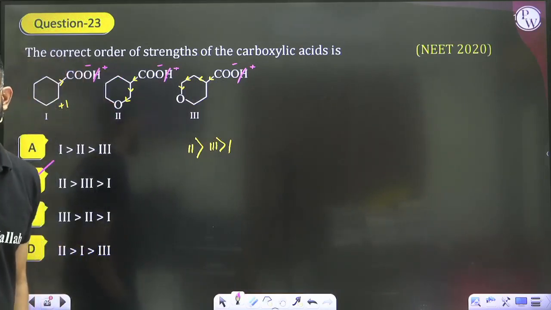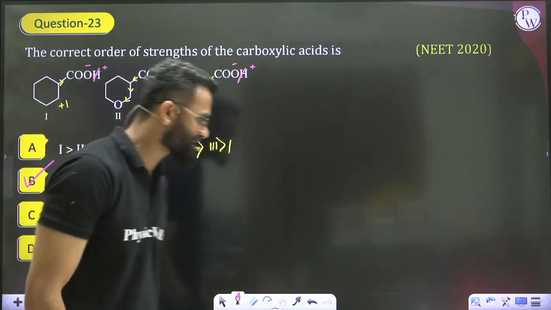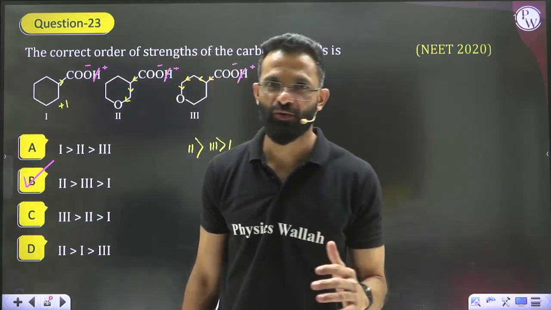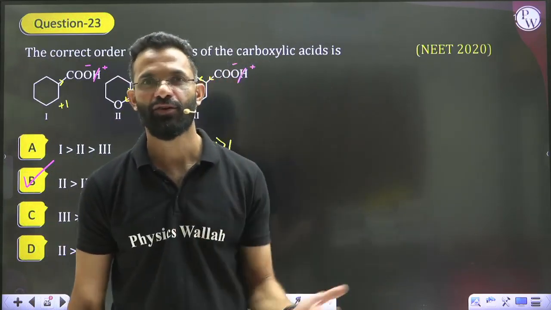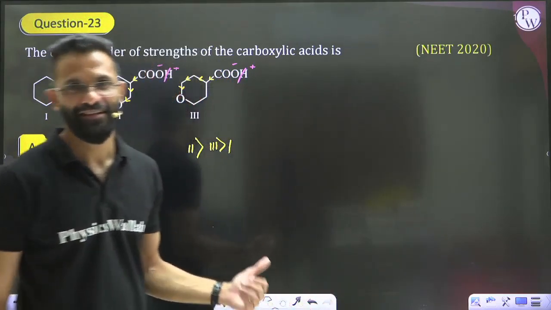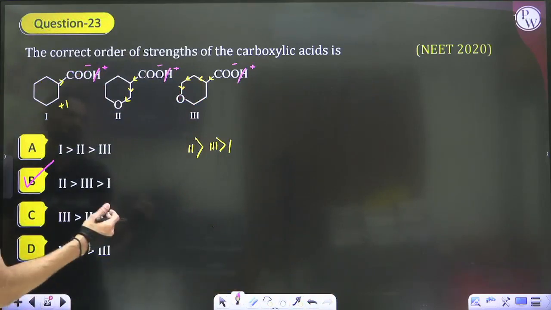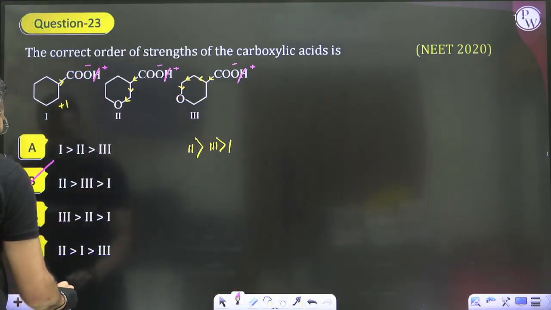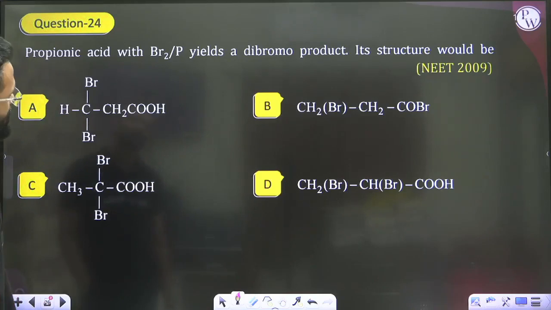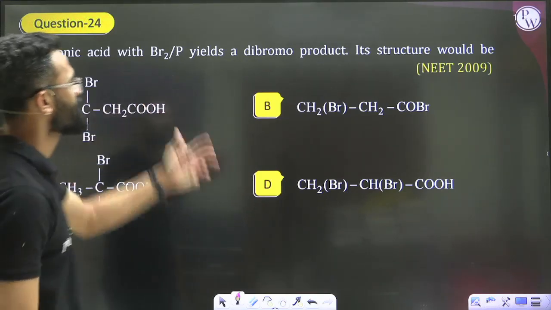Okay guys, I'm hoping that you guys are understanding what we are doing here. And all these questions that we are doing are basically a revision of the theories or the concepts that we have learned in the previous chapters. So here the question was from carboxylic acid, but of course we use the concept from GOC as well. Number 24, the propanoic acid or propionic acid with Br2 in red phosphorus yields a dibromo product.